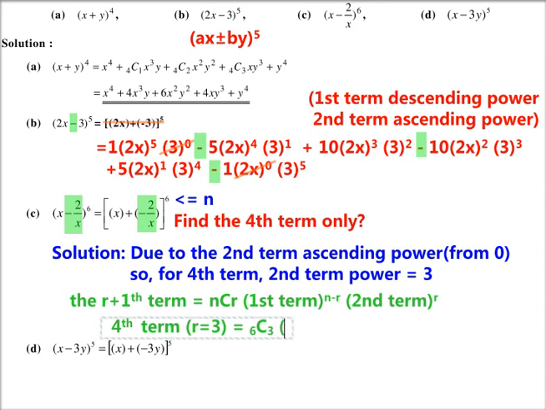Yeah, and then multiply the first term is x to the power n minus r. So it should be 6 minus 3. So we have 3. And then the second term is negative 2 over x to the power 3. Yeah, that's all. Now this is a method to find the nth term. Sorry, the r plus 1 term.